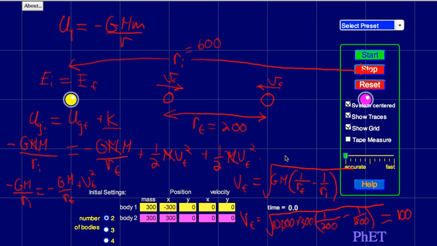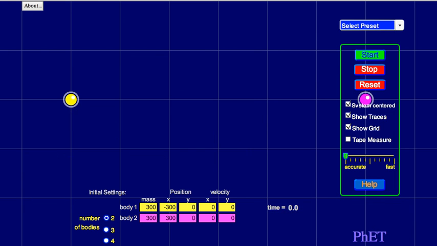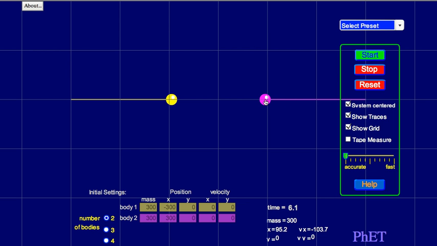So let's check that out. I'm going to hit start. They're falling together, and I'm going to hit stop, hopefully when they're close to 200 apart. See how quick I can do that. Oh, a little off. They're going 103, so they went a little faster, but that is close enough.